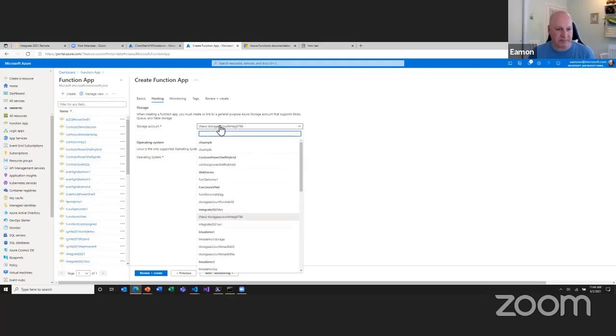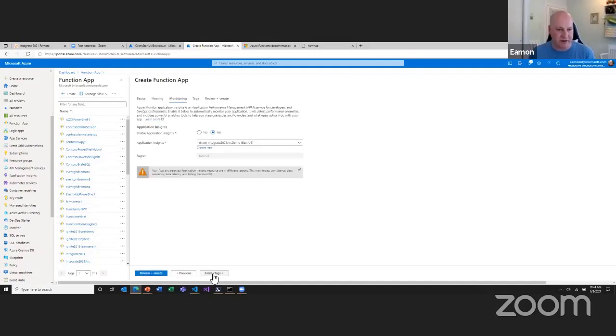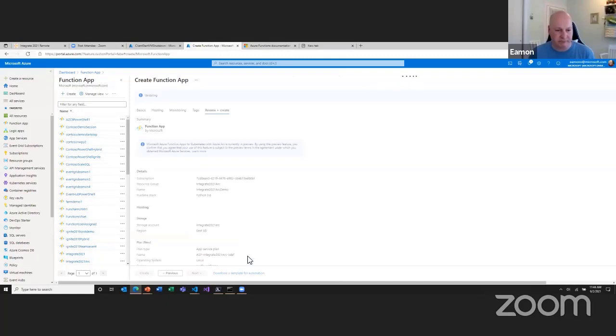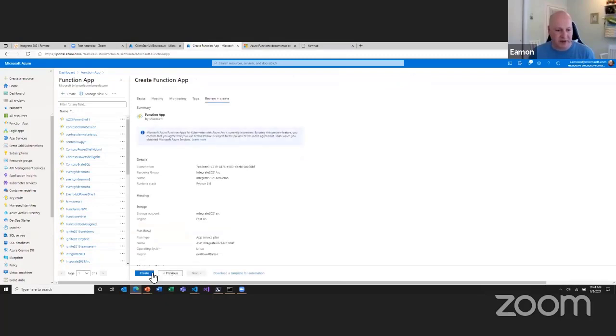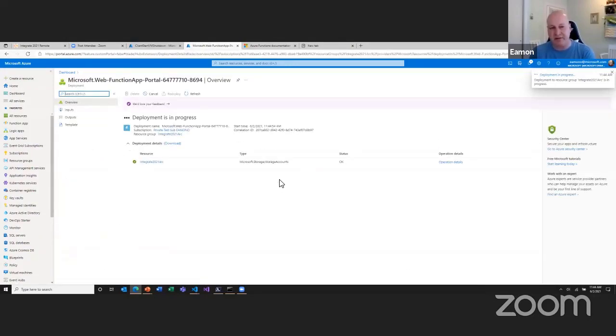I could pick a storage account, create a new one. I'll just go through some of the defaults here. Yes, we can use Application Insights like we would in Azure. So nothing has changed in how you would normally create a function app. And obviously I'm showing you through the portal, but the same capabilities are available if you're using VS Code, if you're using Visual Studio, third-party IDEs.